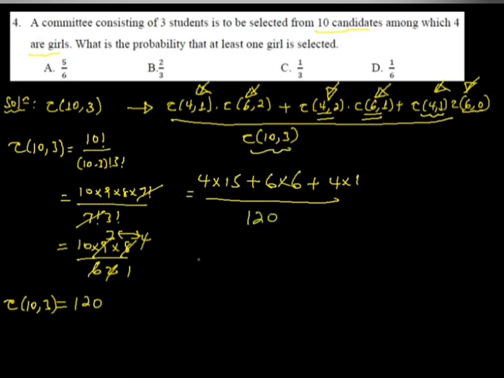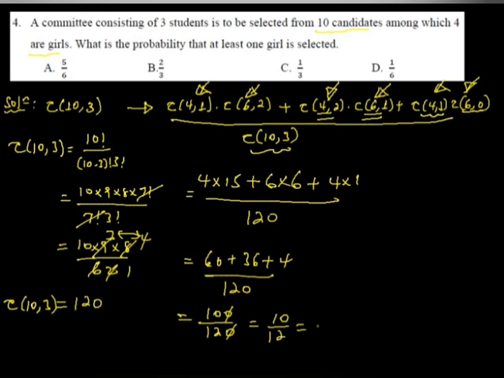So this result is 60 plus 36 plus 4 over 120, which is 100 over 120. So you can simplify this. 10 over 12 or 5 over 6 will be the probability of selecting at least 1 girl in the given committee. So our answer will be A.